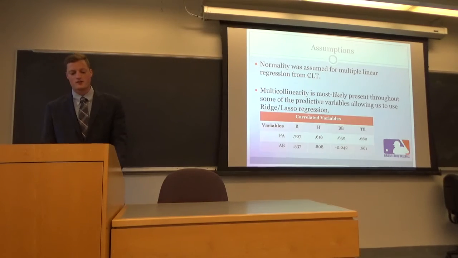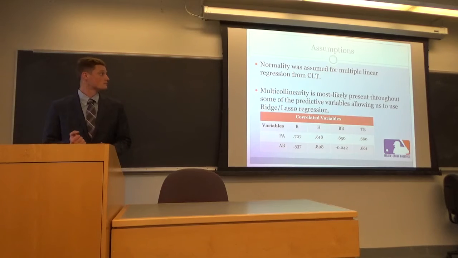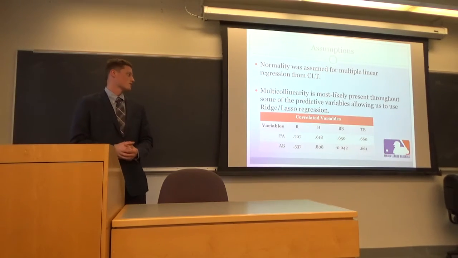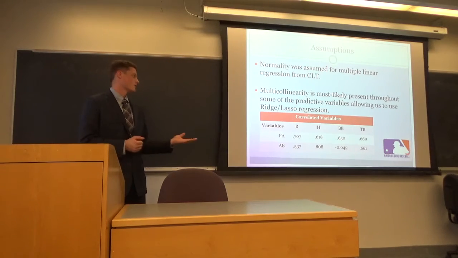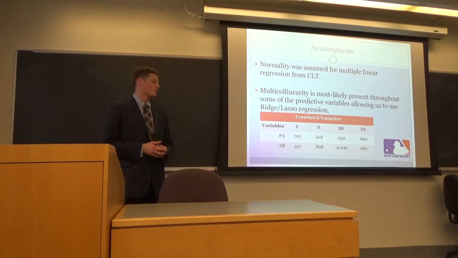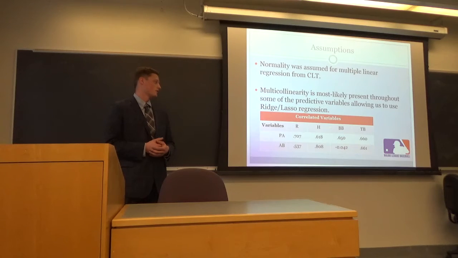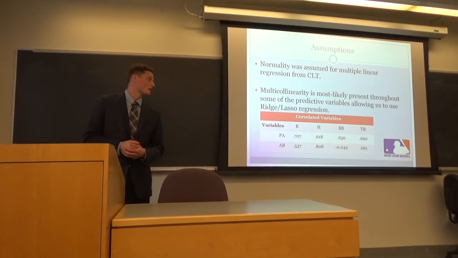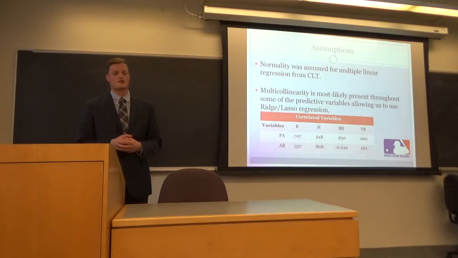And just some weak assumptions right here. I assumed normality from the central limit theorem in order to run multiple linear regression. And then I also did a correlation matrix of all variables, and these are some of the variables that kind of stood out. As you see, when you have at-bats rising, you kind of expect the player to get more hits as well, so you don't expect them to always get out. So there was definitely some multicollinearity in there, and that allowed us to actually use ridge regression and lasso regression.